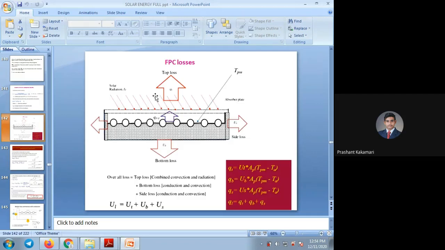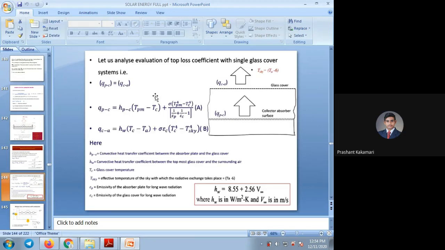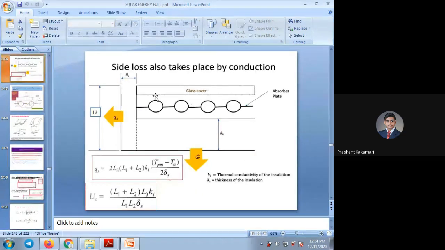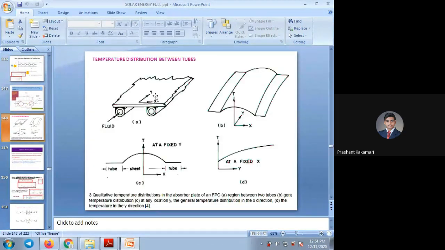And we discussed about the top, side, and bottom losses, depending upon the heat transfer equations which we have discussed in the class. Okay. And temperature profile between two parallel tubes, how the temperature distribution is there, and how the temperature distribution is there along the length of the pipe. Because we assume that fluid is entering from this end, so fluid temperature is less. Once it moves to the top side, it will be increasing slowly. So this we discussed.